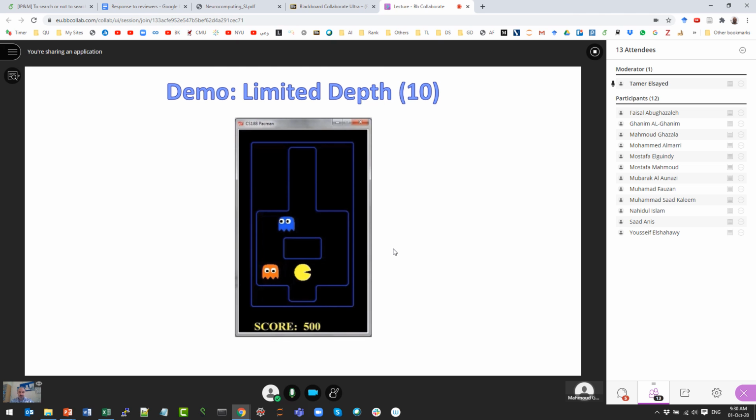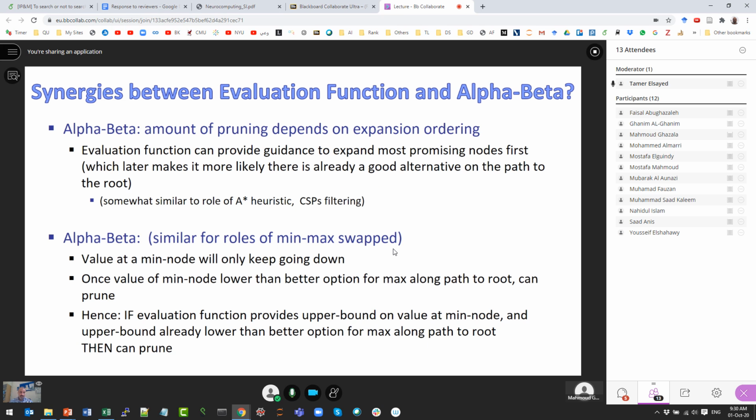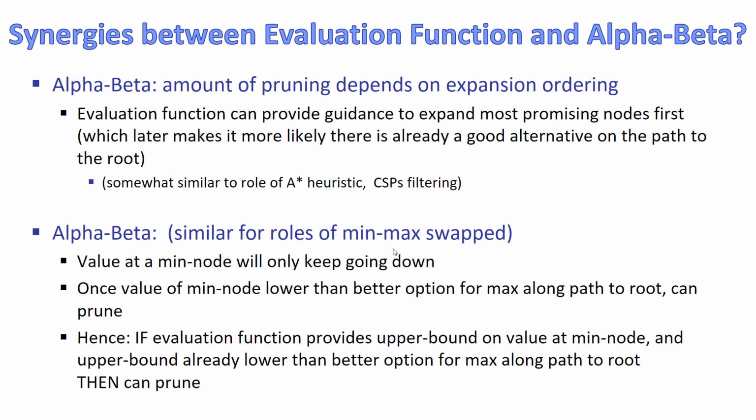Any more questions, or should we move on? I think we have just one last slide in this set, and then we will, inshallah, start a new set in the rest of the lecture. So this slide is talking about the interaction between the evaluation function and alpha beta pruning.